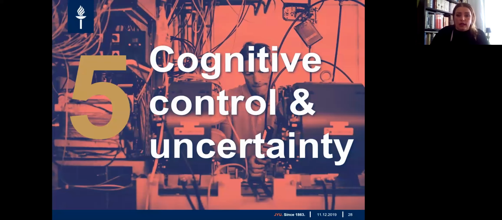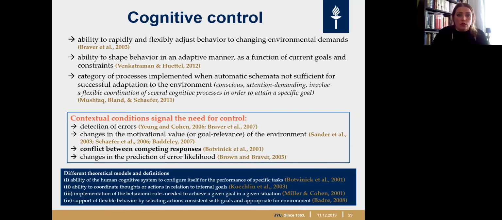Then we move to the last section. So a few insights into cognitive control and uncertainty. Cognitive control is the ability to rapidly and flexibly adjust behavior to changing environmental demands. And of course, cognitive control is seen as essential in decision making. Ability to shape behavior in an adaptive manner in terms of current goals and constraints.